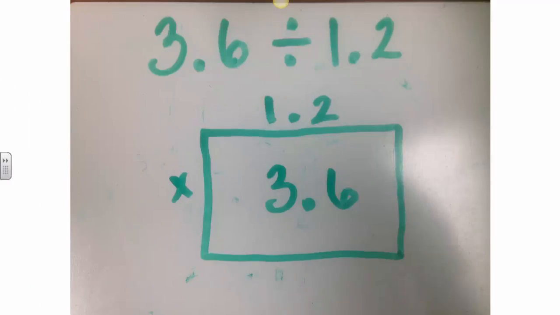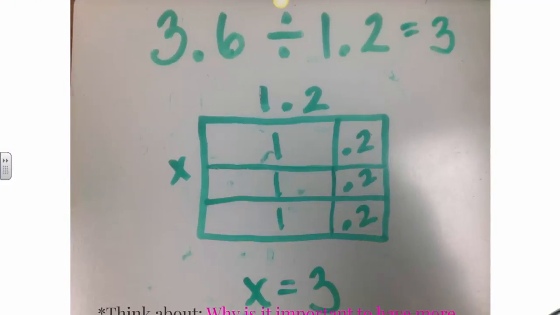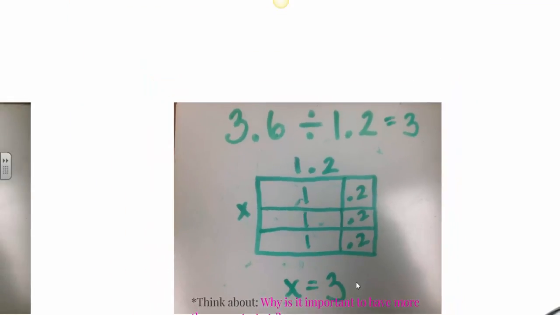Here we're using the same strategy with a written representation. The area is 3 and 6/10, and the width is 1 and 2/10. The rectangle now displays the wholes and tenths within the area. Take a look at the width of the rectangle. Notice it is 3 wholes going down. The width is 3. 3 and 6 tenths divided by 1 and 2 tenths is 3.